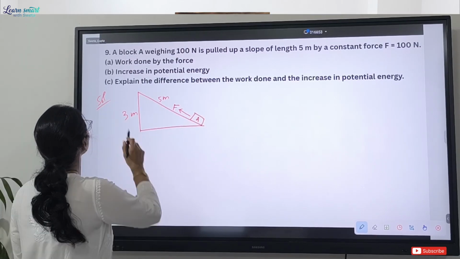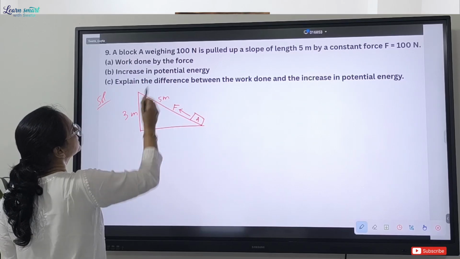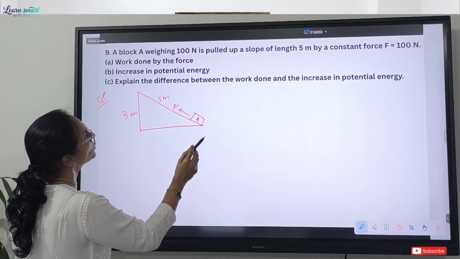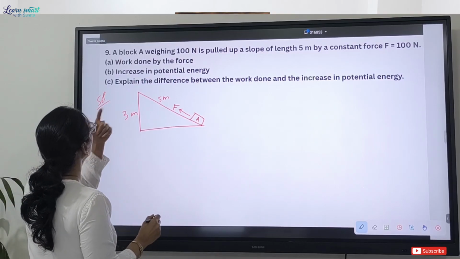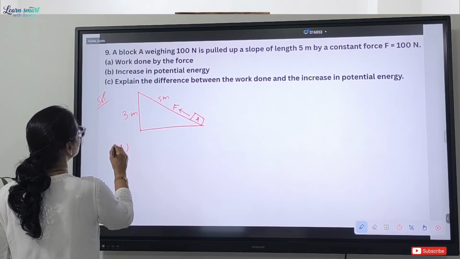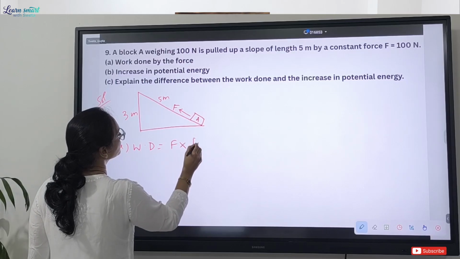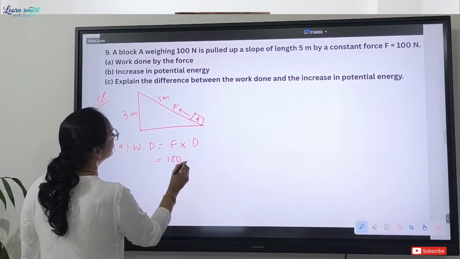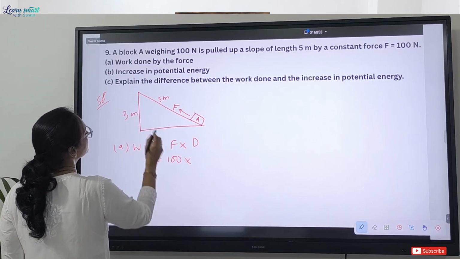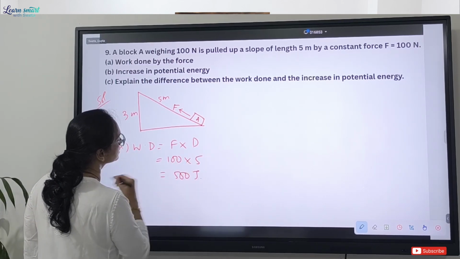Let's look at question number 9. A block weighing 100 Newton. So this is the block, weight is 100 Newton, is pulled up a slope of length 5 meter by a constant force F equal to 100 Newton. Work done by the force. So work done is what? Force into displacement. Force they have given 100 Newton. So 100. And displacement is how much? 5 meter it is going. So 100 into 5 which will be 500 joules.